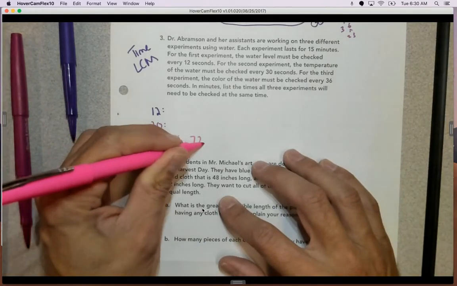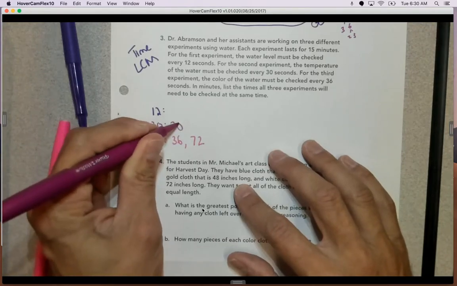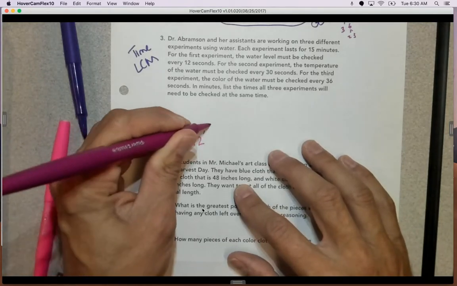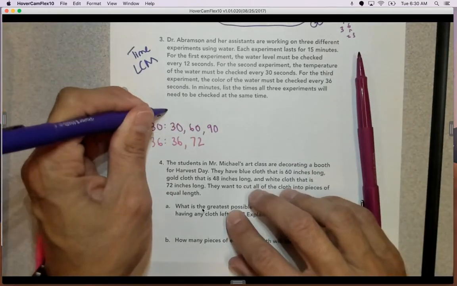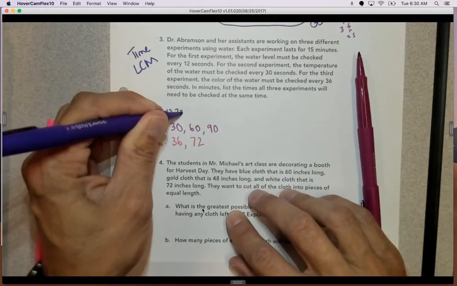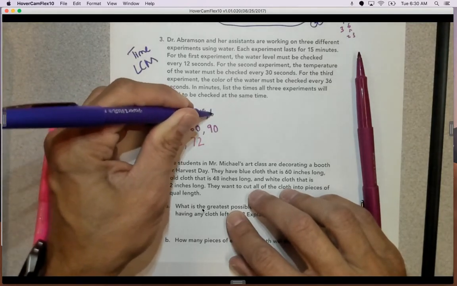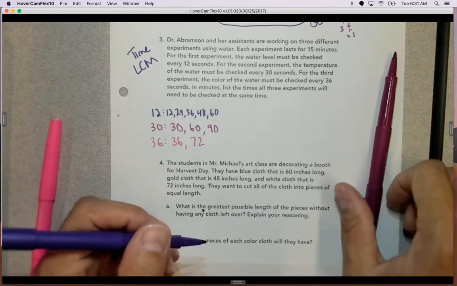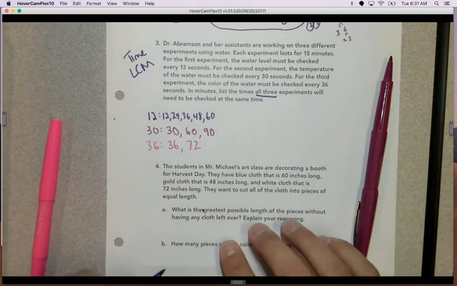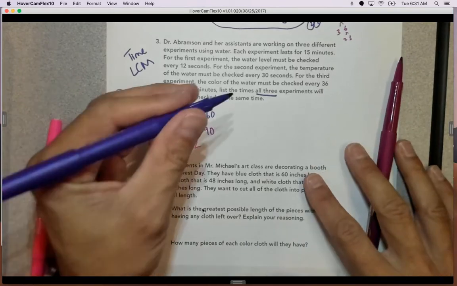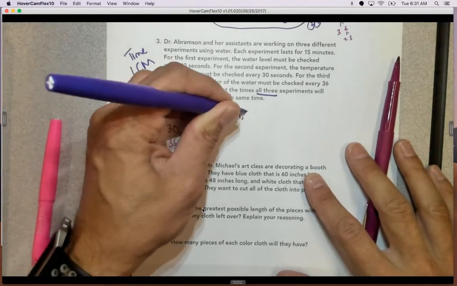Then I go with this one, 30, 60, 90, not there yet. 12, 24, 36, 48, 60. Aw, that's the same, but it's got to be all three. Okay, so when we have three numbers, it's got to be all three. All right, 72, 84, 96, 108.